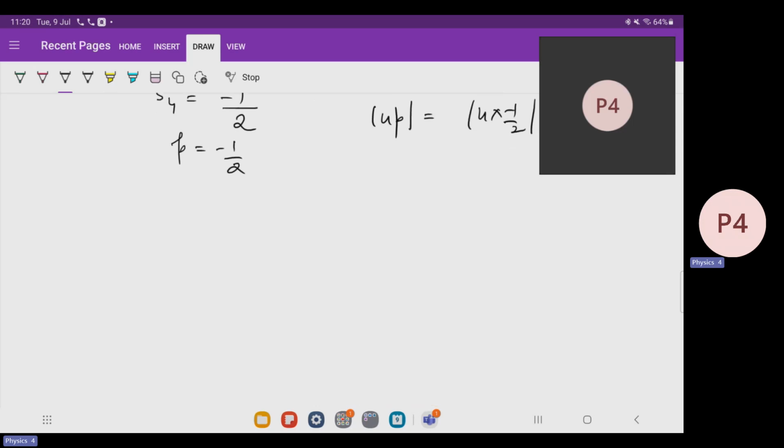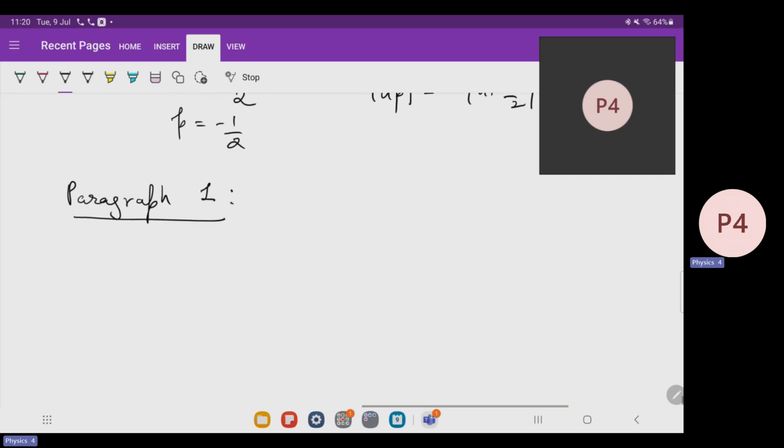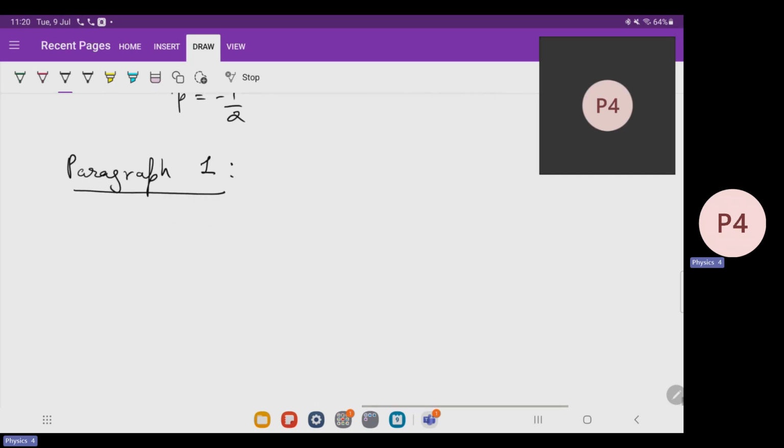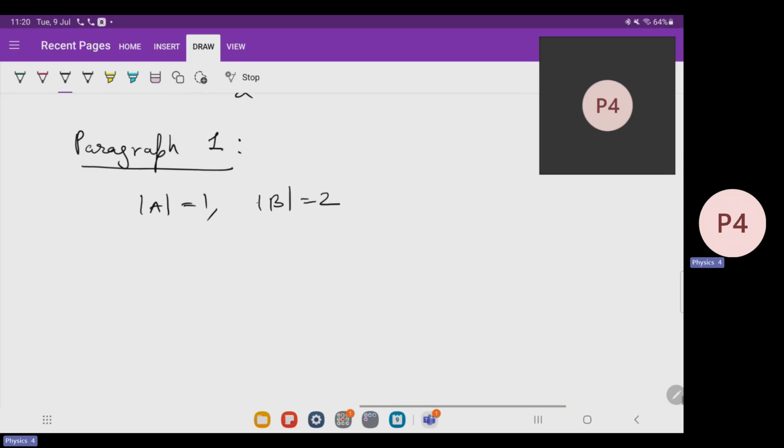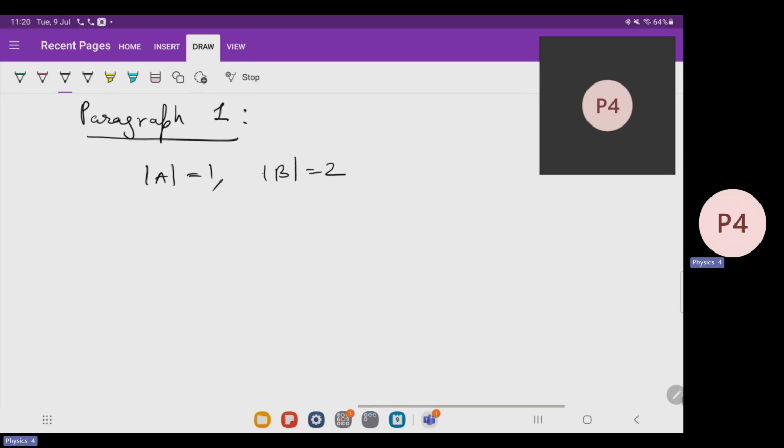Section 4, last section, paragraph type. So two paragraphs. So coming to paragraph 1. If A and B are two square matrices of the same order, determinant of A is 1, determinant of B is 2, of order 2 by 2. Okay, so we want determinant of A plus 2B.